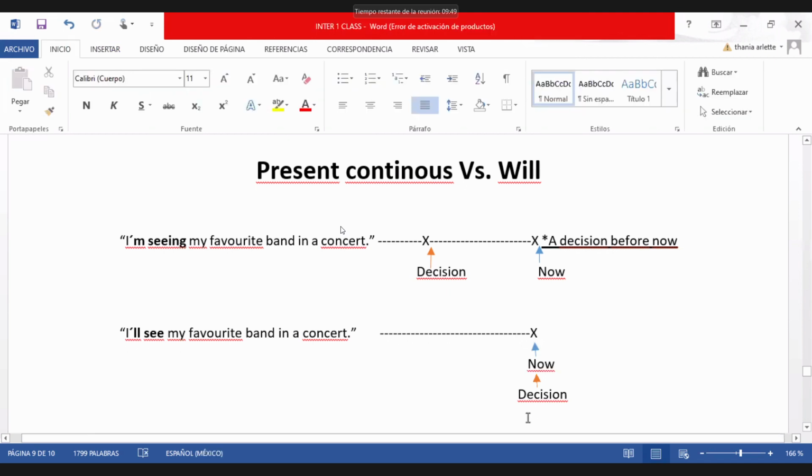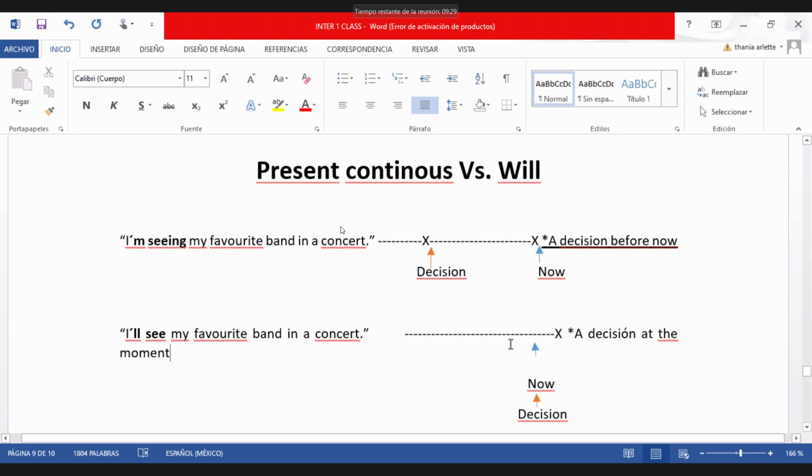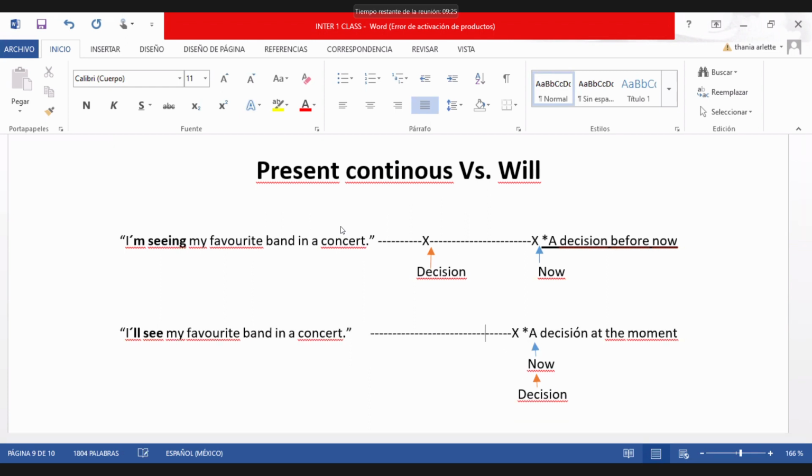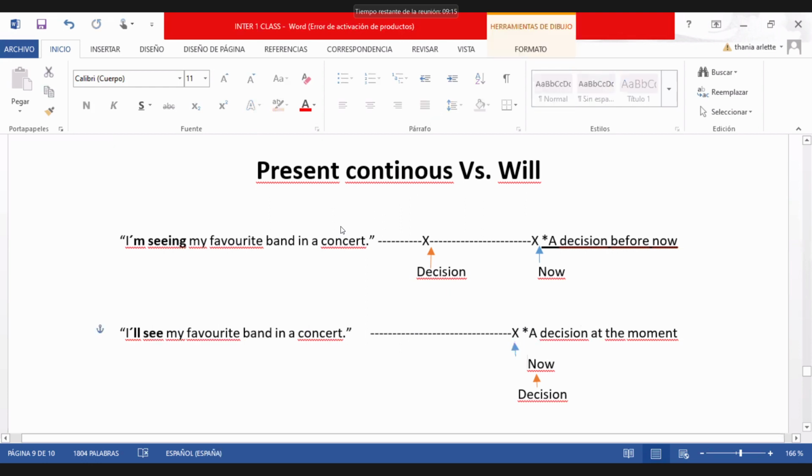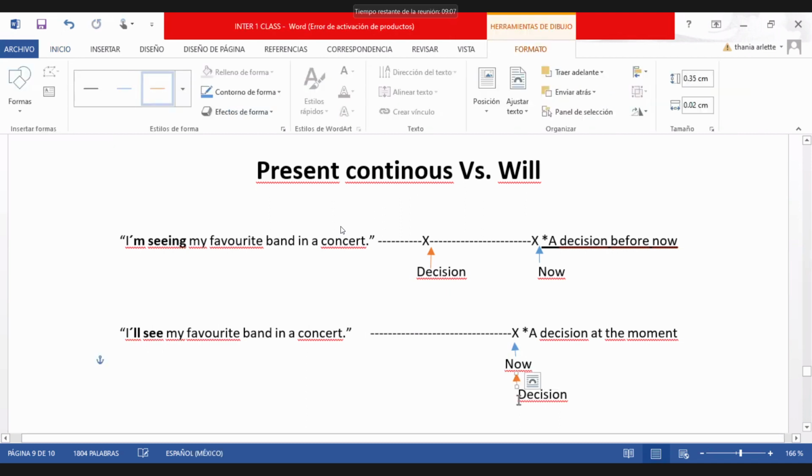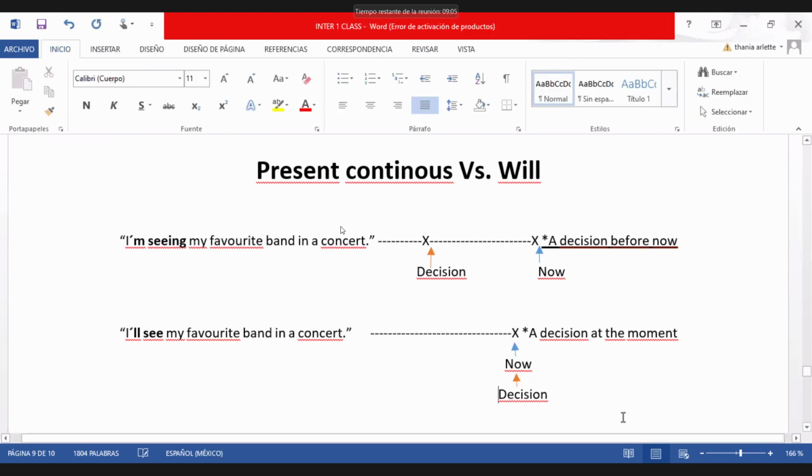All right? So then finally, what is the difference? A decision before now, and this one is a decision at the moment. A decision at the moment of speaking. A decision taken at the moment of speaking. Yeah? The decision taken at the moment of speaking.